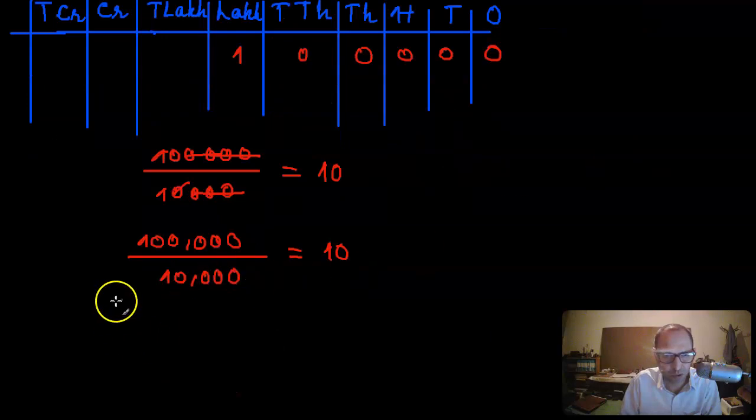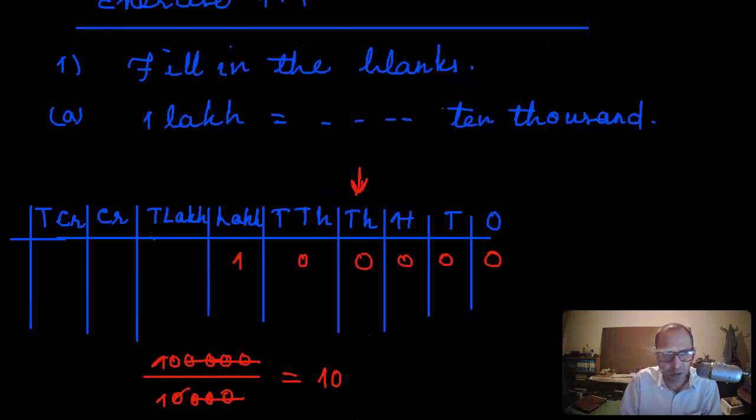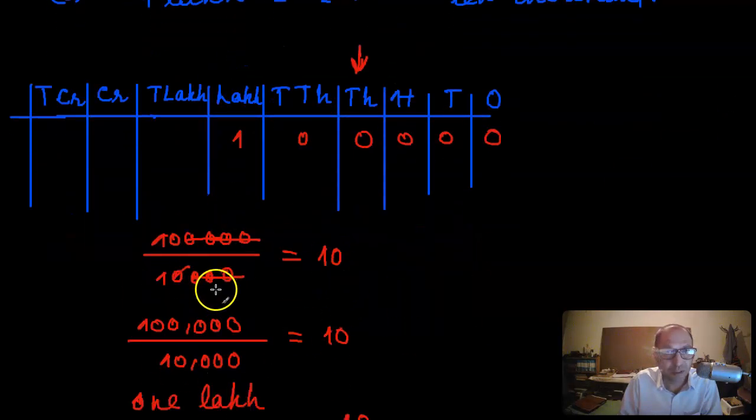Or in other words, you can say that 1 lakh divided by 10,000 is equal to 10, which means that 1 lakh is 10 times 10,000, or there are 10 10,000s in 1 lakh, right? So I could say that 1 lakh is 10 10,000s. So if the table confuses you, you can use simple division in order to solve the problem as well, right?